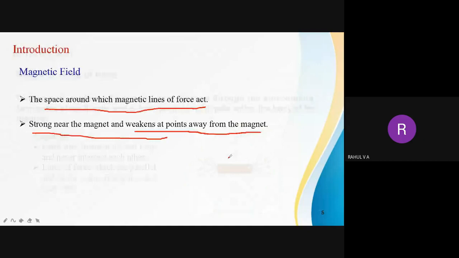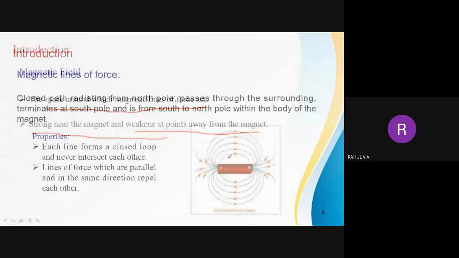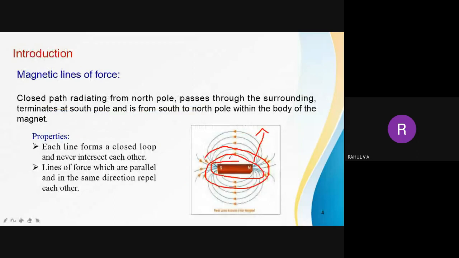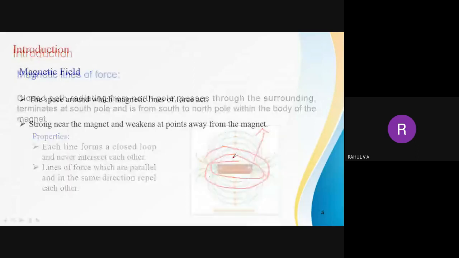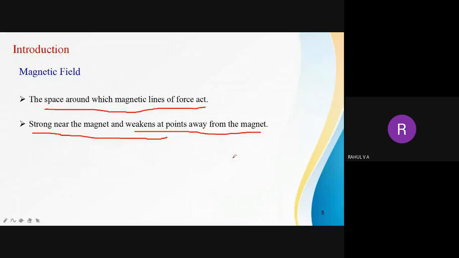Okay, so again I will tell: magnetic lines of force are closed paths radiating from the North Pole to the South Pole through the surrounding, and they again travel from the South Pole to the North Pole through the magnetic material, and it forms a closed path. Okay, they never intersect each other. That is about magnetic lines of force. And about the magnetic field, the space around which magnetic lines of force act is called the magnetic field. It is very strong near the magnet, and as we move away from the magnet, it weakens.